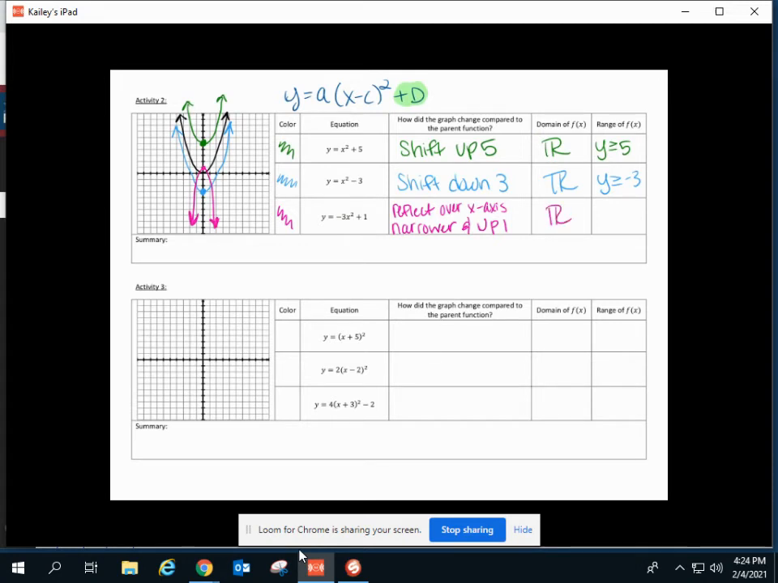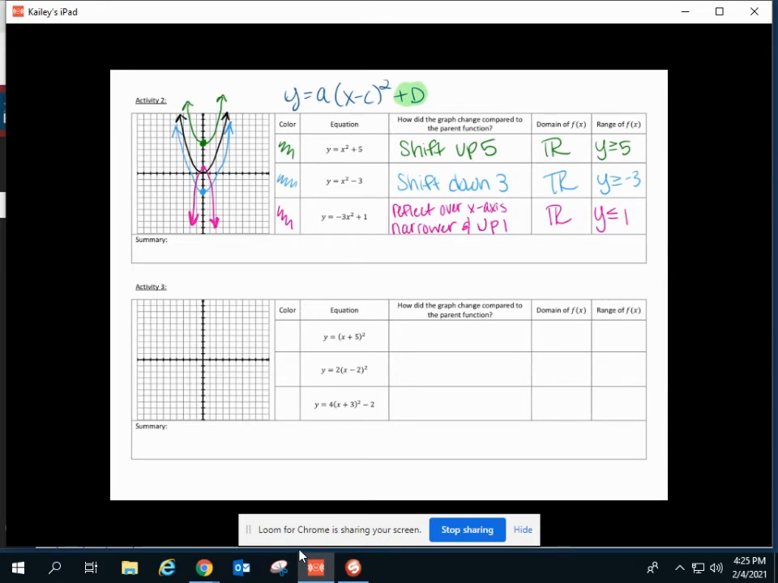Domain, all real numbers. Range has changed now because it's flipped over. So I think about what's the highest y value of my function? Well, that's a +1. And then it's going to be less than or equal to 1 because it's flipped over. So flipping it over made us have a maximum. So that will be y is less than or equal to 1 for the range.